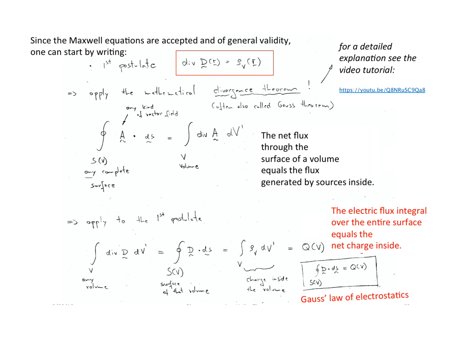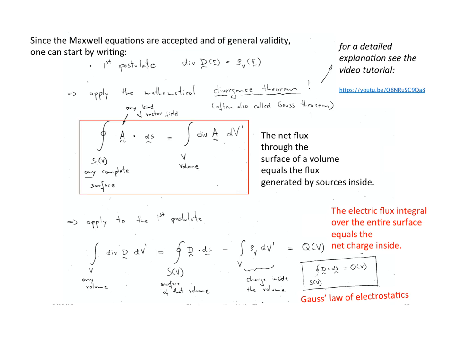This postulate, like the other three Maxwell equations, assumes implicitly the validity of vector calculus. Therefore, the full strength of vector calculus can be brought to bear. And we do this here by applying the divergence theorem. The divergence theorem relates a surface integration with a volume integration. In words, one can say that it represents the fundamental truth that the net flux through the surface of a volume has to equal the flux that is generated inside this volume by sources.